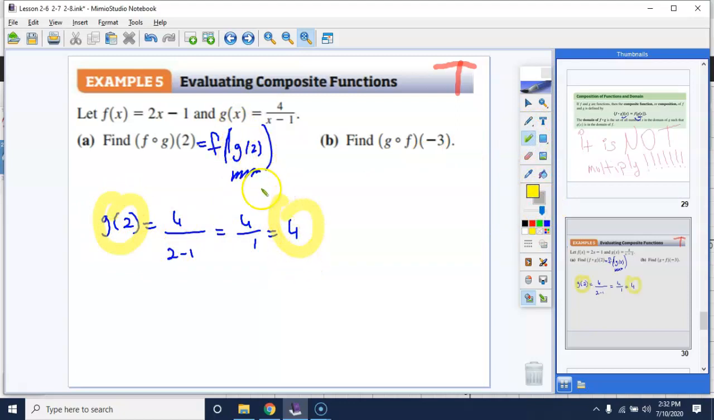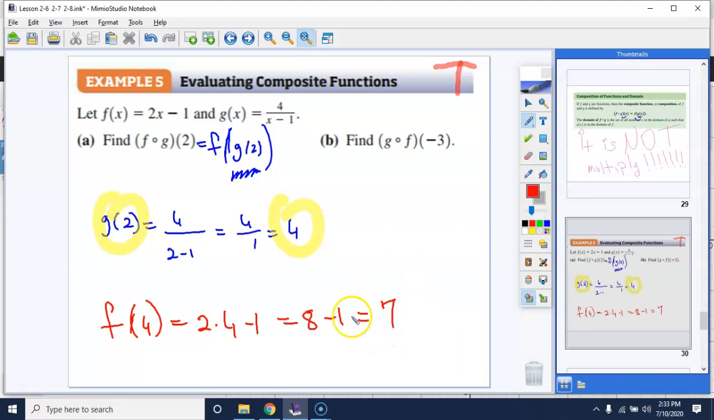So which means I can plug in 4 here, right? Because g of 2 is 4. So as of right now we are looking for f of 4, basically. To find f of 4, I should go to the f function and plug in that 4. So 2 times 4 minus 1. So 8 minus 1, which is 7. So this is my final answer. Which means f of g of 2 should be equal to 7, not 4.